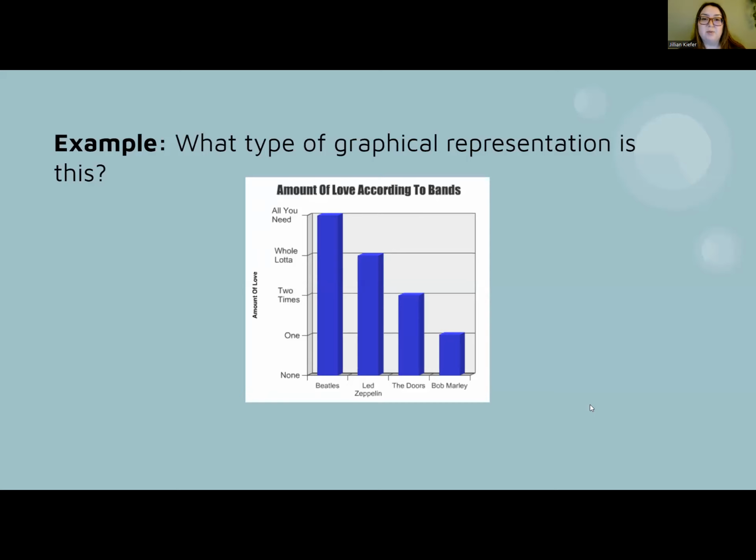So starting off with the first example, what type of graphical representation is this? We have a picture here. We have Amount of Love according to bands. So the Beatles, All You Need, Led Zeppelin, Whole Lotta, The Doors, 2 times, Bob Marley, 1, you fill in the blank. So we're comparing, in this case, amounts of love based on different bands. We've gone over different graphical representations in the past, but just to review here, this is a bar graph. We have different categories and the amounts, which are a little fuzzy in this case, but the amounts are listed and they're separated by their different categories, which is the different bands.